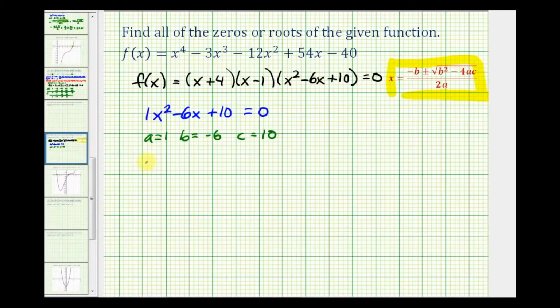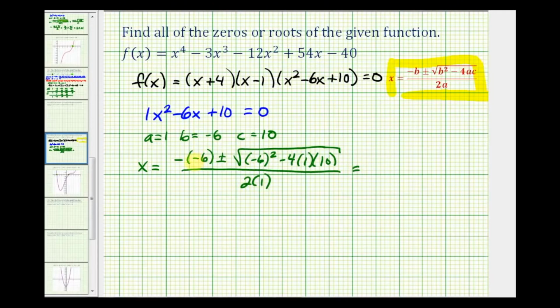We have x equals negative 6 plus or minus the square root of b squared, it's negative 6 squared, minus 4ac, where a is 1 and c is 10, all over 2 times a, or 2 times 1. So this becomes positive 6 plus or minus the square root of, here we have positive 36 minus 40, that's going to be negative 4, all over 2. To continue simplifying, we have 6 plus or minus, well, the square root of negative 4 is going to be imaginary.